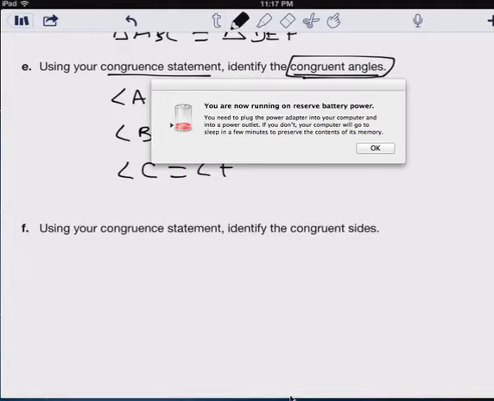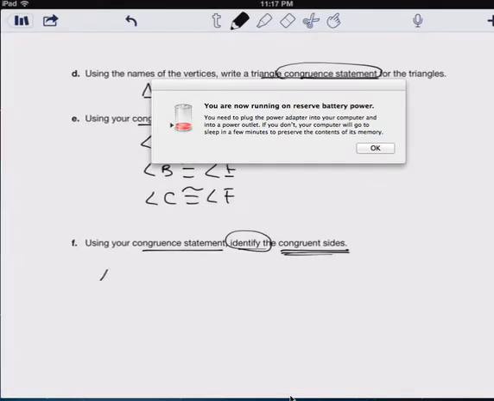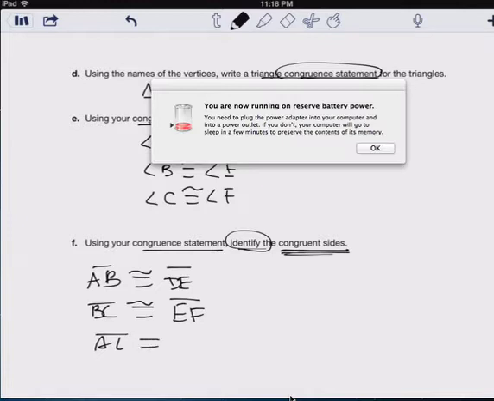Okay, using your congruency statement, identify the congruent sides. Okay, let's go. Line segment AB is congruent to line segment DE. Okay, line segment BC is congruent to line segment EF. And line segment AC is congruent to line segment DF.